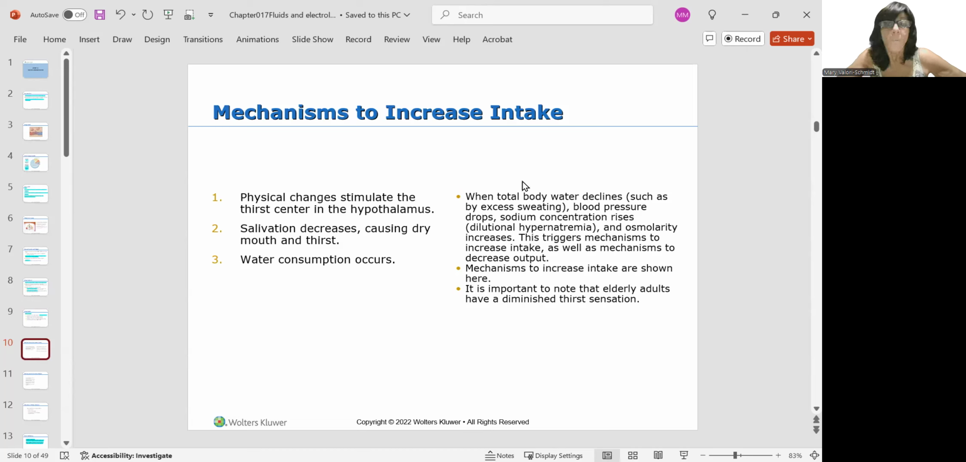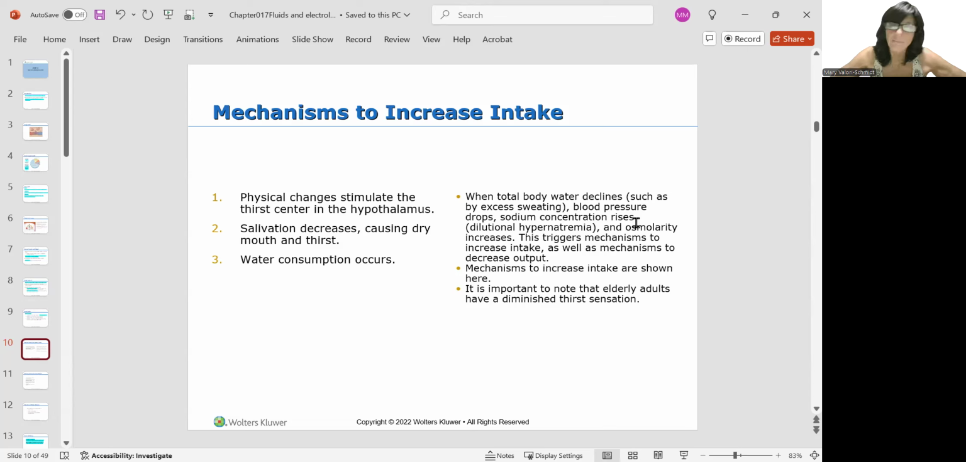Okay? When your body water starts to go down, like you're outside working and you're sweating, your blood pressure is going to drop. When your blood pressure drops, sodium concentration rises. It's called dilutional hypernatremia. And the osmolarity of the blood increases. And all of these things together trigger mechanisms to say to you, drink, drink, drink something. Okay. That's for a normal, average, healthy adult.